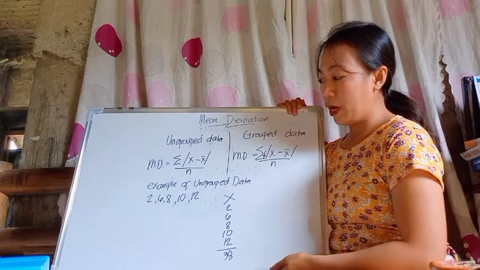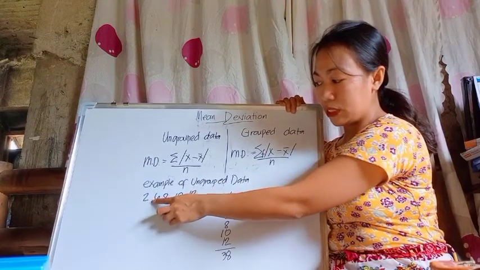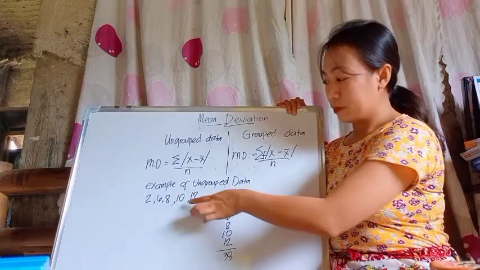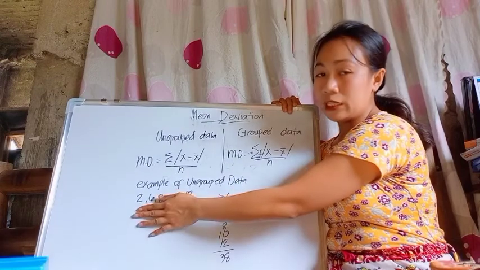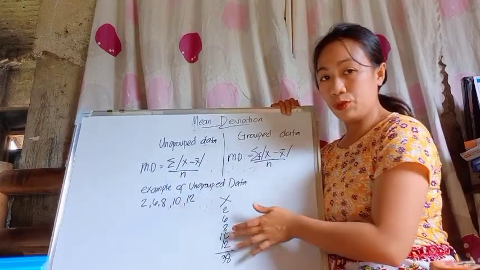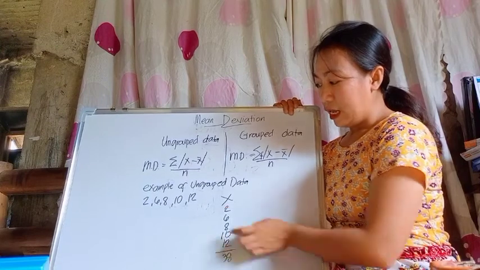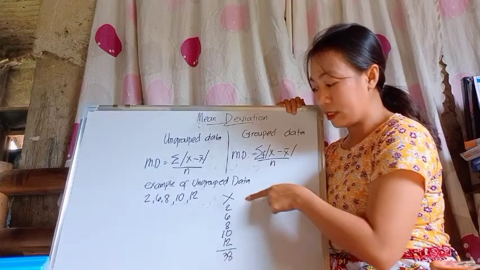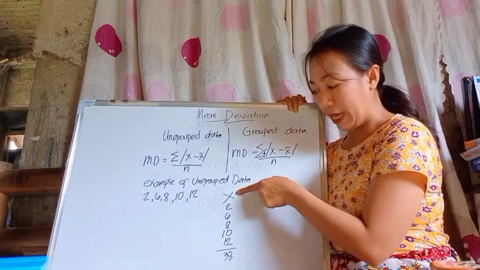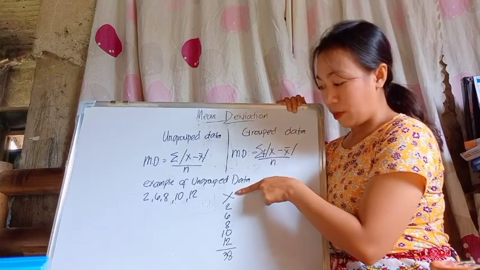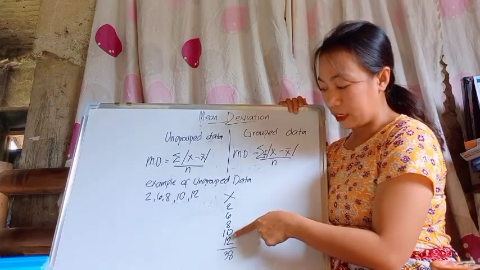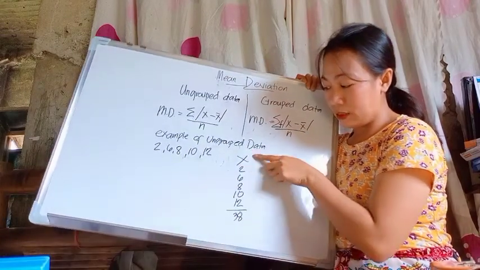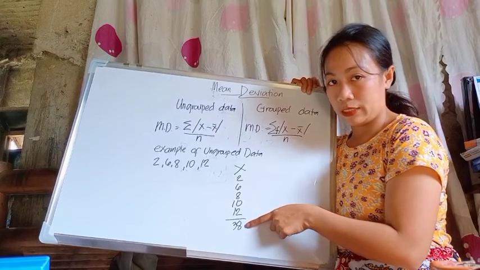So here is an example of ungrouped data. First step, here are the numbers: we have 2, 6, 8, 10, and 12. We need to arrange them vertically. So we have the 2, 6, 8, 10, and 12, and all these numbers belong to the variable x. Next, we add all the numbers. So the answer is 38.